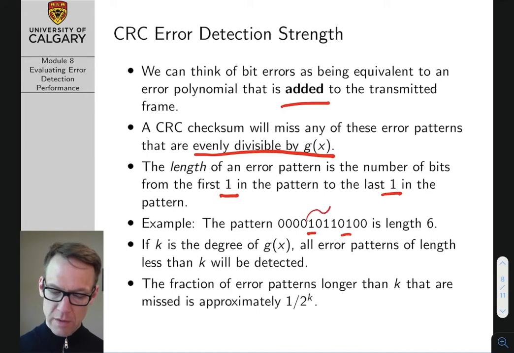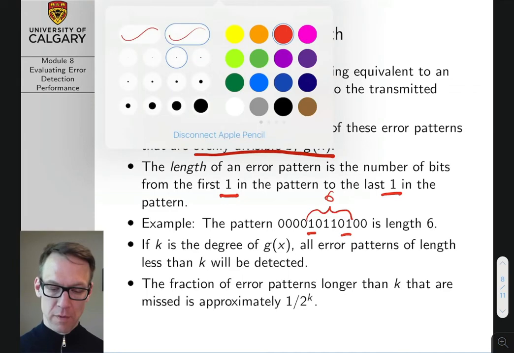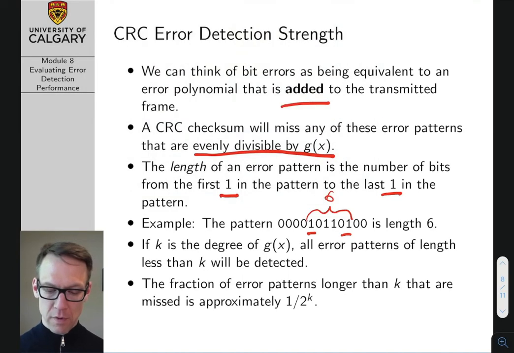But the length of this error pattern is 6, right? 1, 2, 3, 4, 5, 6. If there are leading or trailing zeros, we don't include those. And so if k is the degree of our generator polynomial, then all error patterns of length less than or equal to k will be detected.